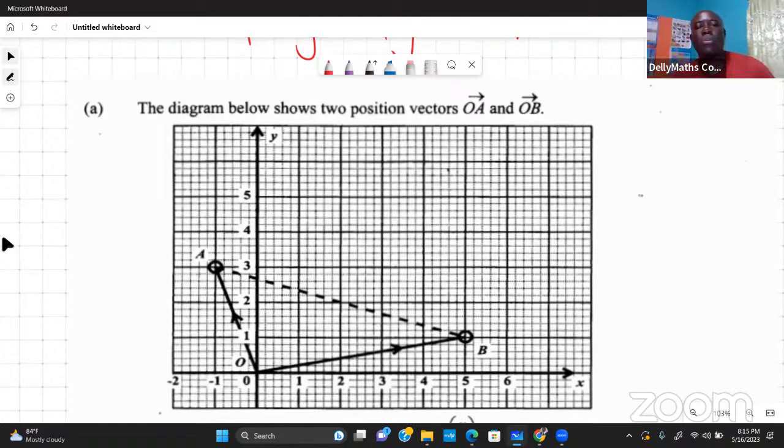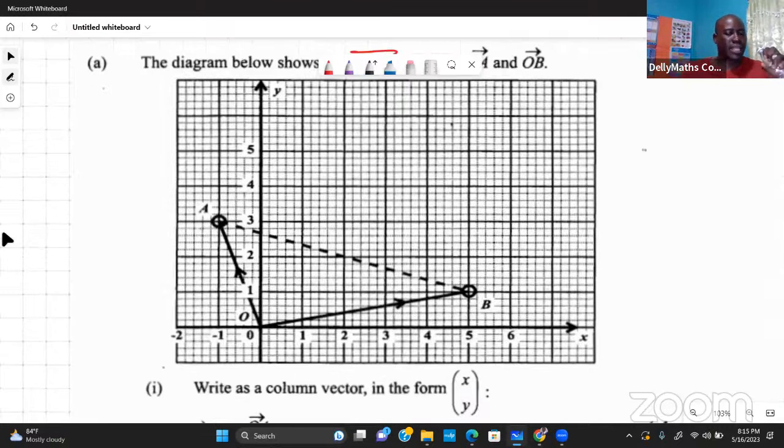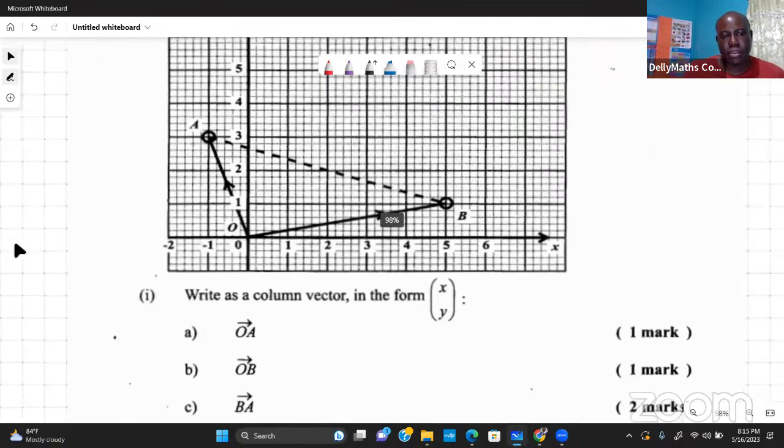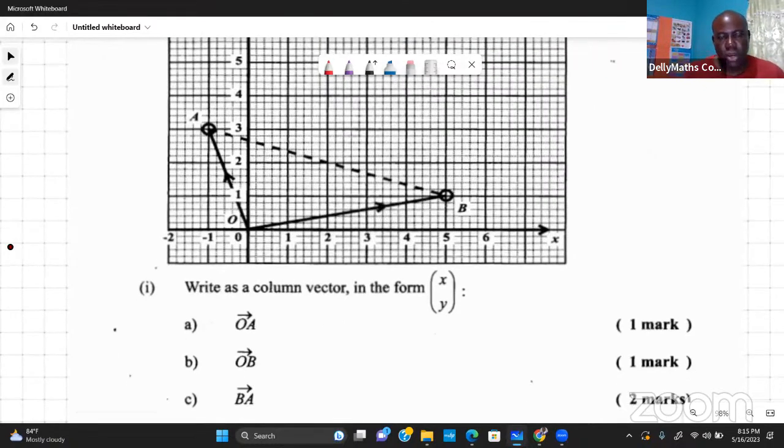It says the diagram below shows two position vectors. So we're dealing with position vectors already. OA and OB. You're looking at the diagram, not so clear, but I think it's fine. Write as a column vector of the form x over y, column vector OA.